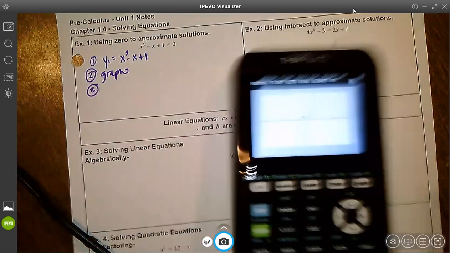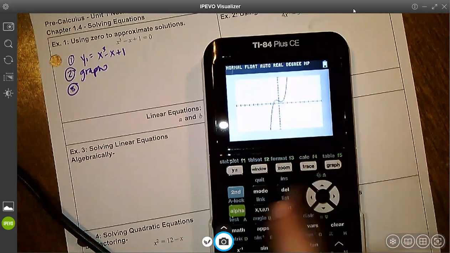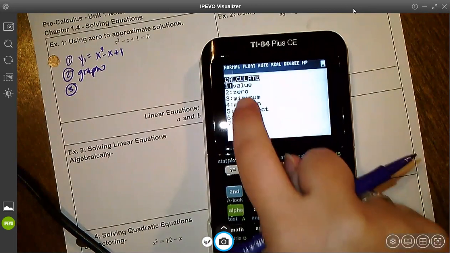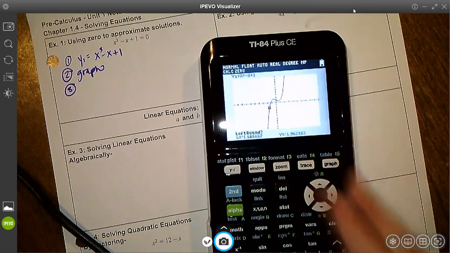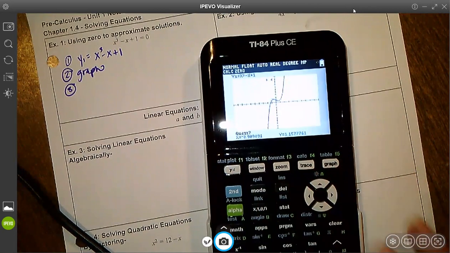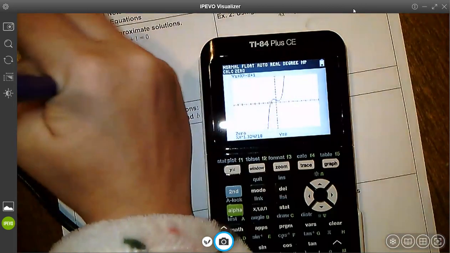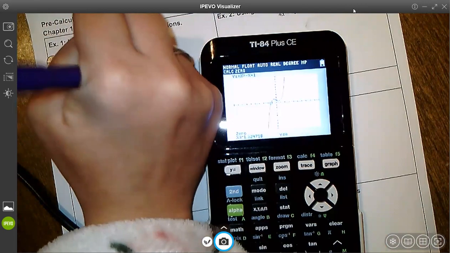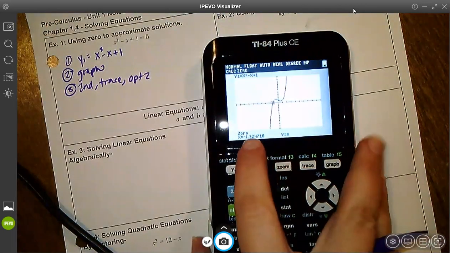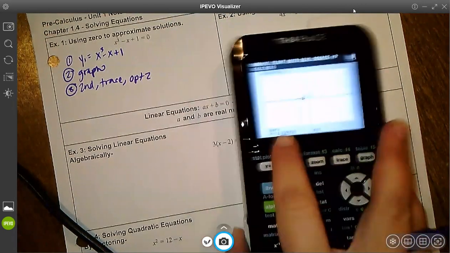I will use the calculate, so second trace, and then I want to find the 0 where it goes through the x-axis. You'll do your left bound, right bound, enter. And it gives you your 0 is negative 1.32.